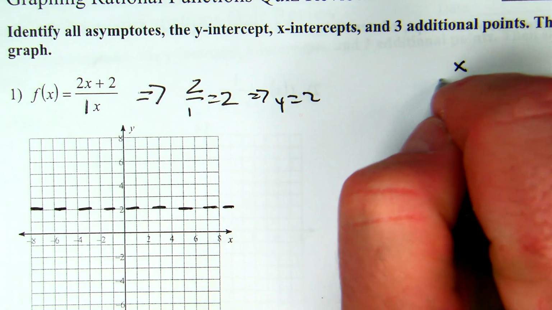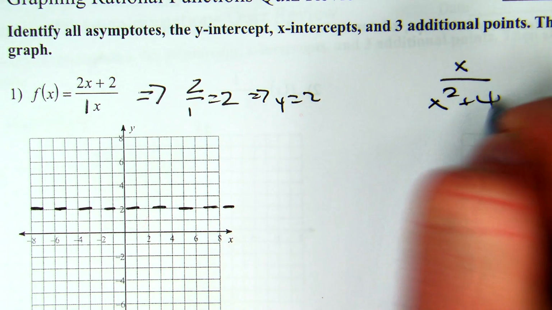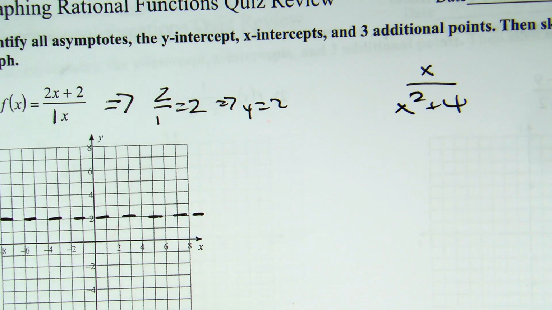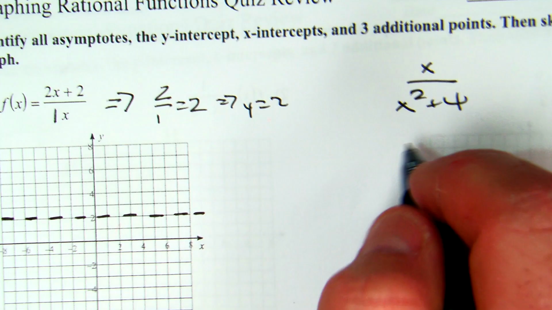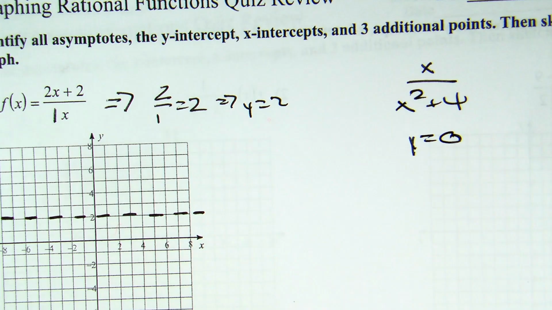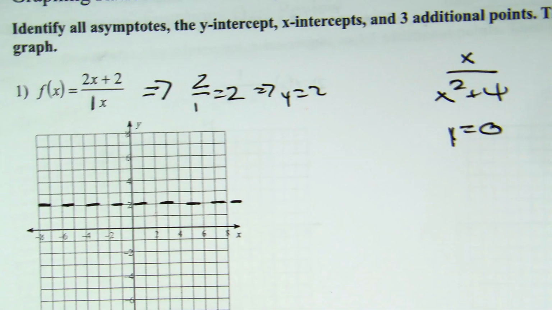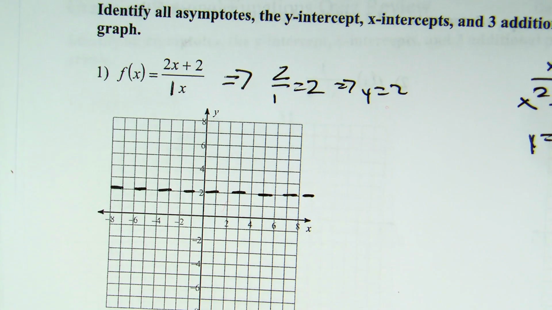If my function was like x over x squared plus 4, they're not equal to each other. Where's the larger degree, numerator or denominator? Denominator. So what would the horizontal asymptote be in that instance? 0. Good. Y equals 0. So when they're equal, you divide. When the denominator is greater, y equals 0. When the numerator is greater, we'll go through that in a second. All right, so y equals 2 is my asymptote.